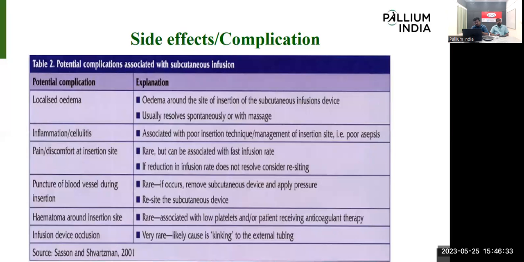Then puncturing of a blood vessel during the insertion. There is normally no chance of puncturing a blood vessel while inserting the needle into the subcutaneous site. After placing the SV set or subcutaneous needle in the subcutaneous space, we fix the SV set or butterfly cannula on the site with securing tape or occlusive dressing. The needle will be inside only. While the needle is in place, the patient can walk and do their own daily living activities along with the needle.